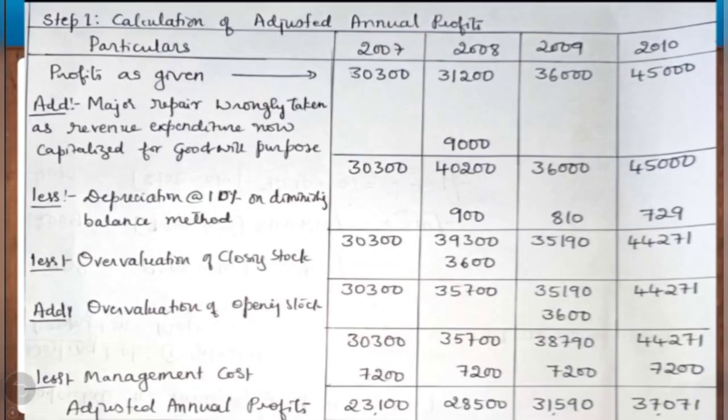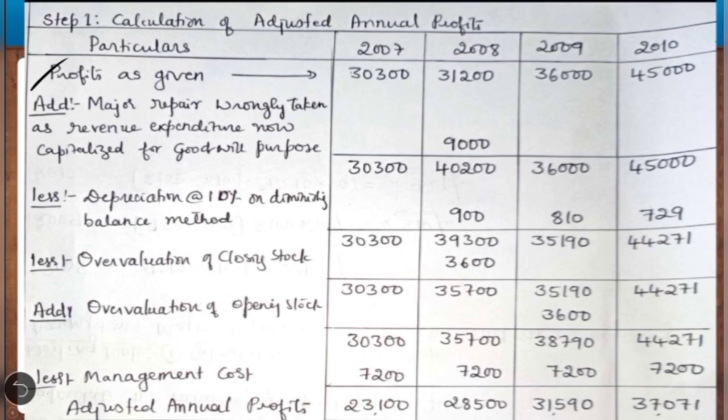Then coming to the first step, that is calculation of adjusted annual profit. So we have to prepare it in a table. First we will be writing profit as given. 2007 30,300, 2008 31,200, 2009 36,000, 2010 45,000.